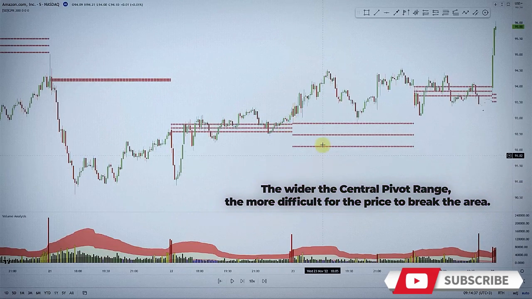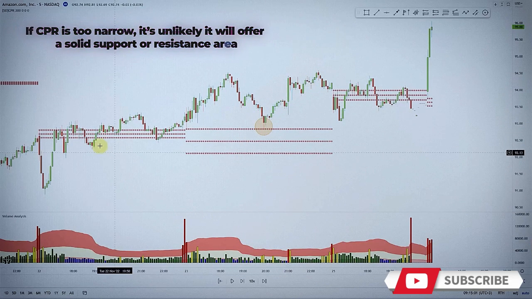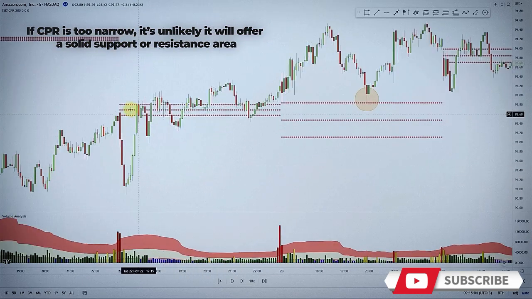The wider the central pivot range, the more difficult for the price to break the area. This basically means that wider central pivot ranges are more powerful than a narrow width CPR. Have a look at this chart. This was a wide CPR day, and when price retraced that area, it found support and was unable to go below it. And look what happened when the CPR was narrow. The price broke on both sides, and no clear trend during that day, just sideways price movement and lots of consolidation. So if the CPR is too narrow, it's unlikely it will offer a solid support or resistance area.